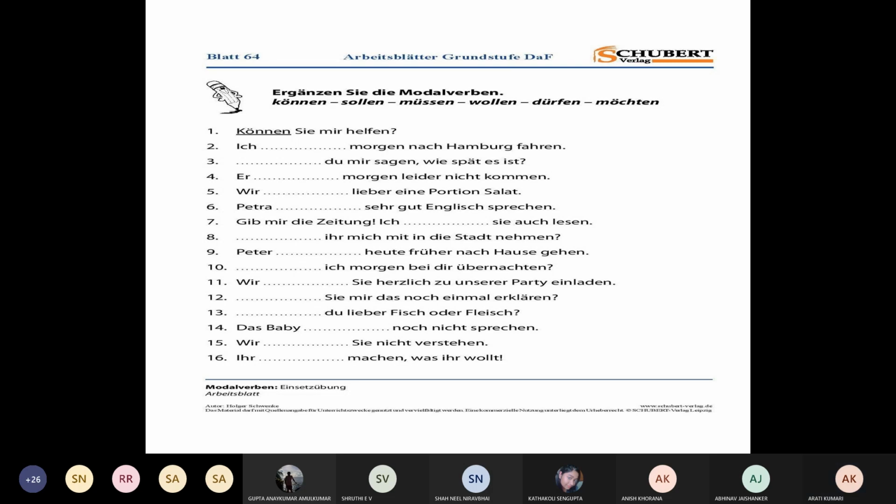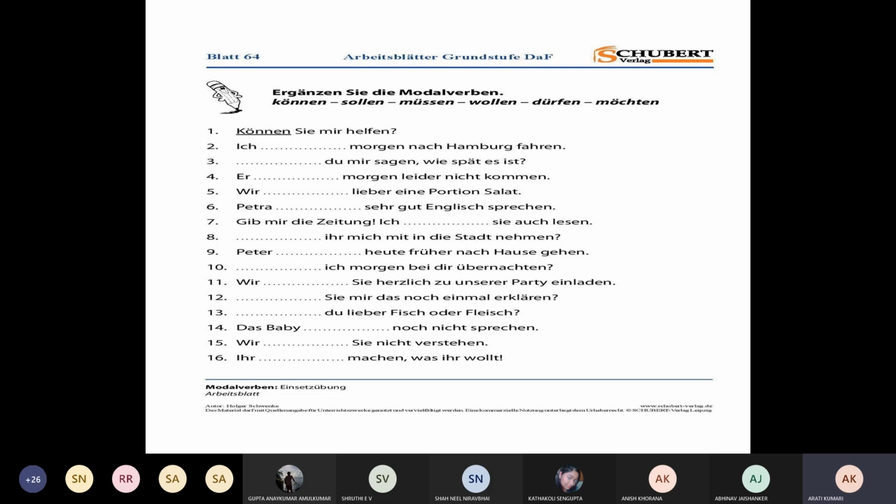Number 10. Ich morgen bei dir übernachten. Suppose you are talking to your friend and you are asking if you can stay at his place tomorrow. So here, in that case, you have to use dürfen. May I stay at your place tomorrow? Yeah, übernachten means to spend the night, something like that. So, darf ich morgen bei dir übernachten?